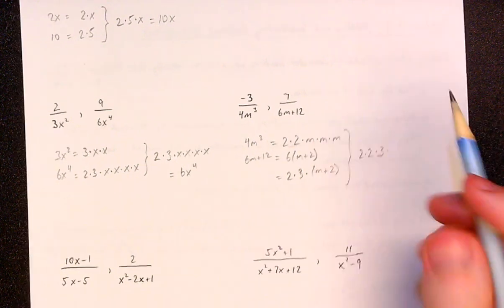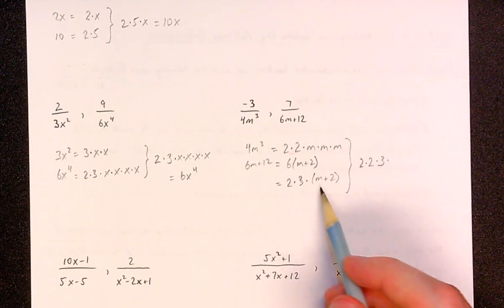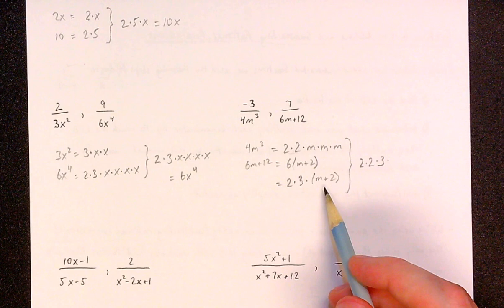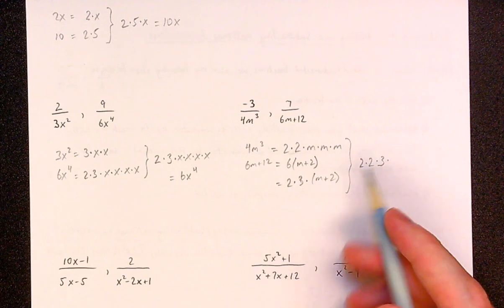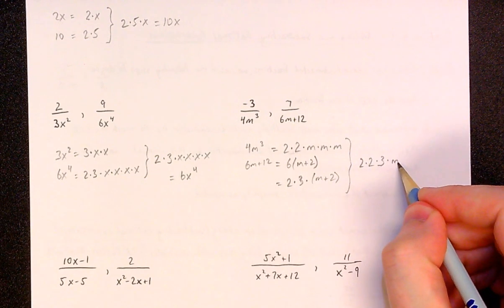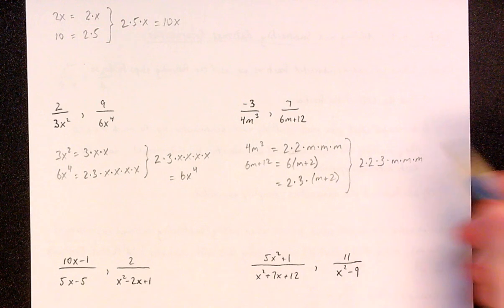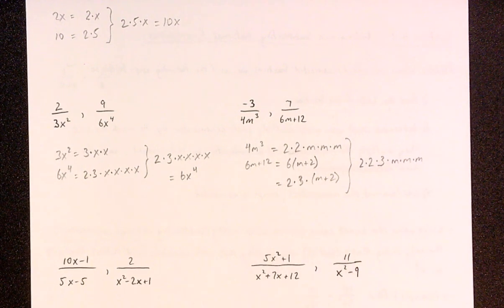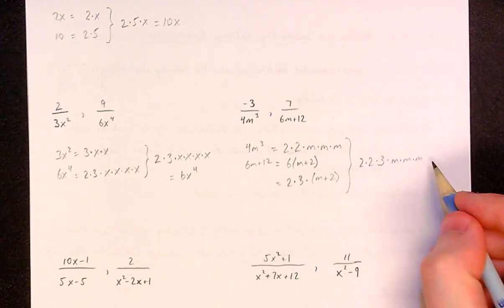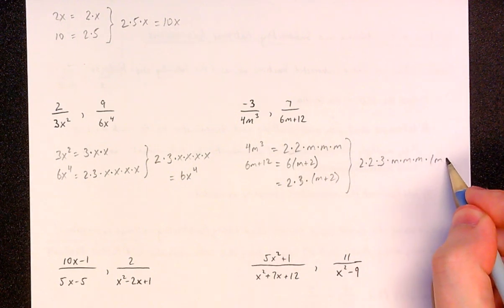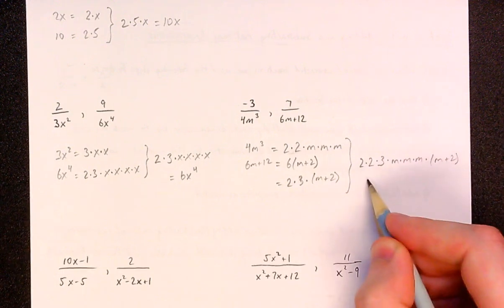Don't confuse this with saying, oh, we have 1 m. No, no, no. This is its own separate factor. M plus 2 is not the same thing as just m. So here we have 3 m's. Here we have no m's. So the larger is those 3 m's. And here we have an m plus 2. Here we don't have an m plus 2. So I have to multiply by an m plus 2.